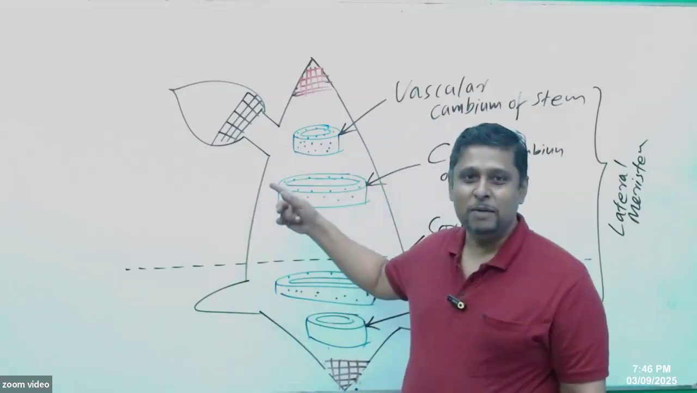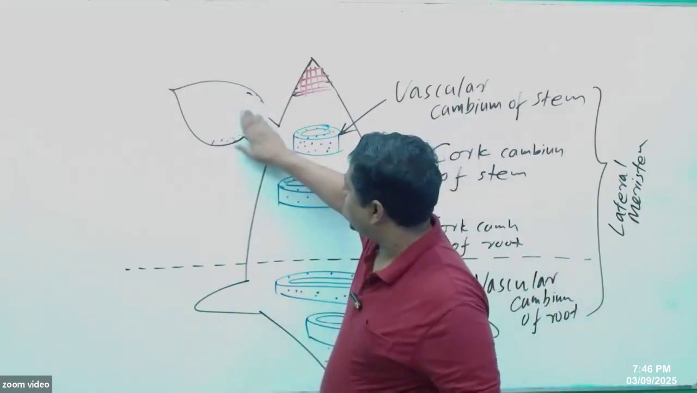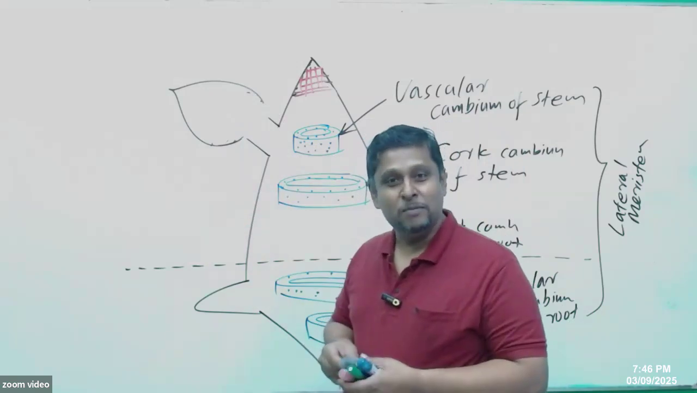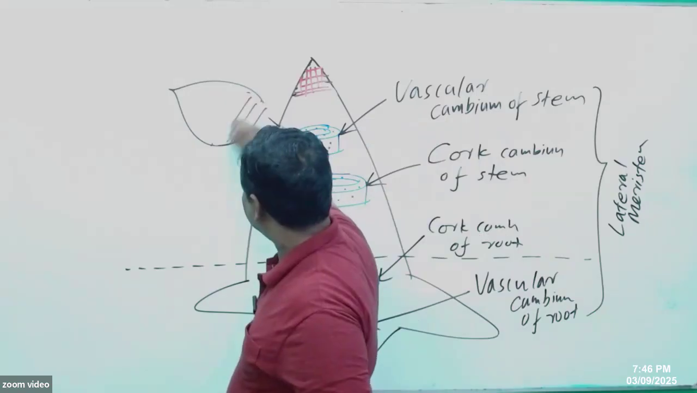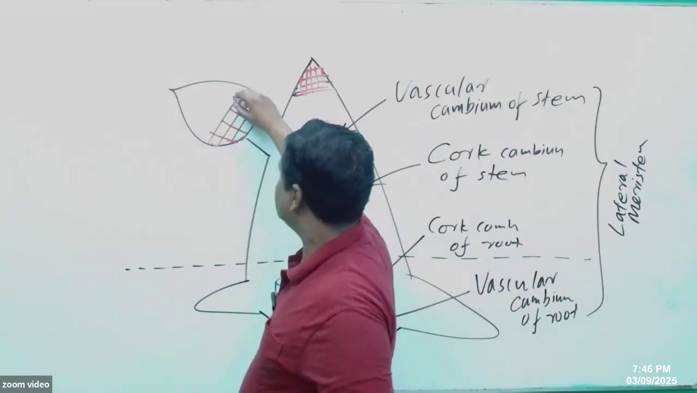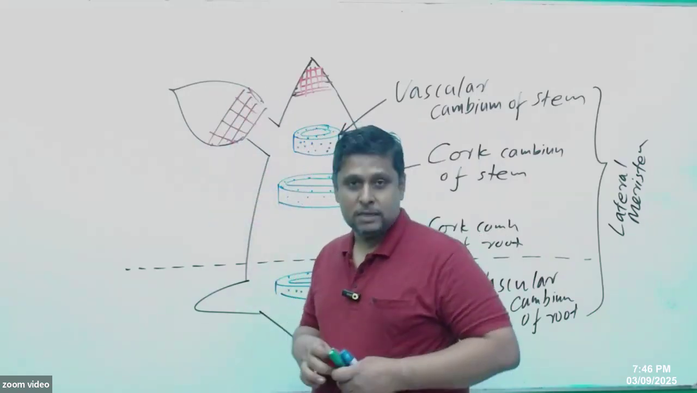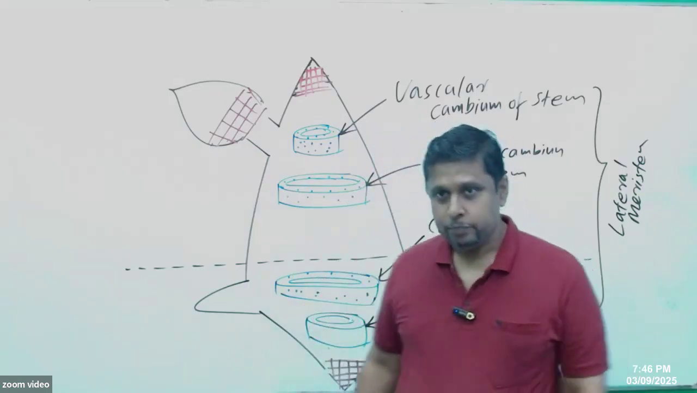Yes, intercalary meristem. I think I have to change the color here. If I'm putting a color, then people, my color is going to be red. So that means, people, intercalary meristem is a primary meristem. It is primary meristem, right?